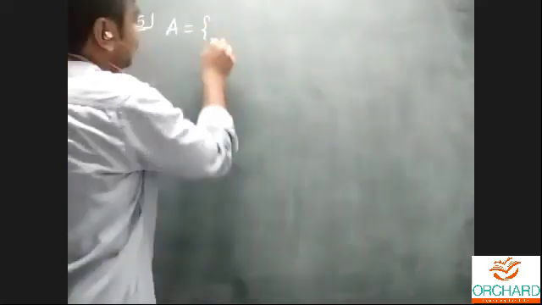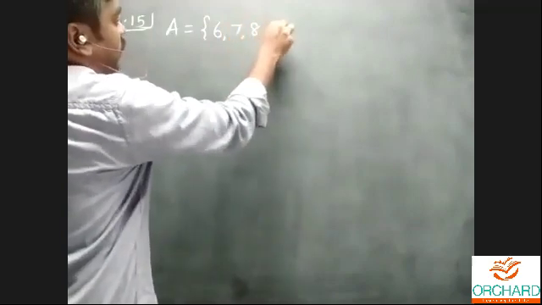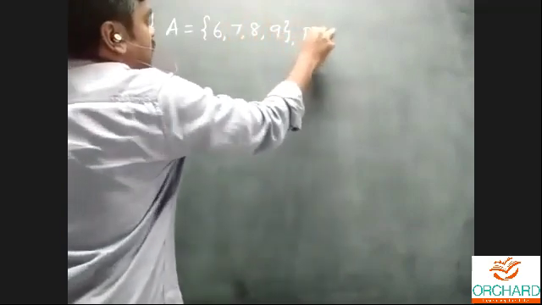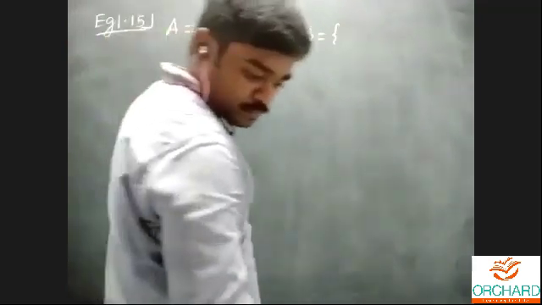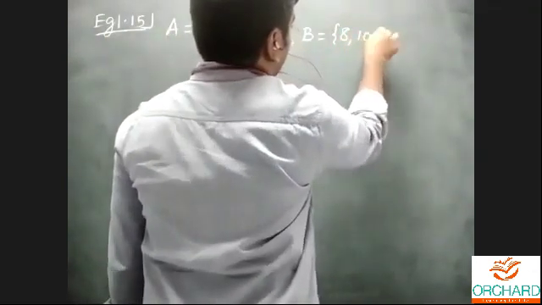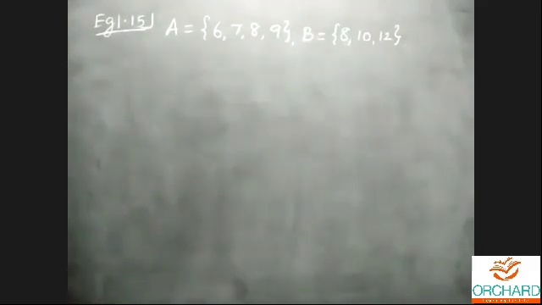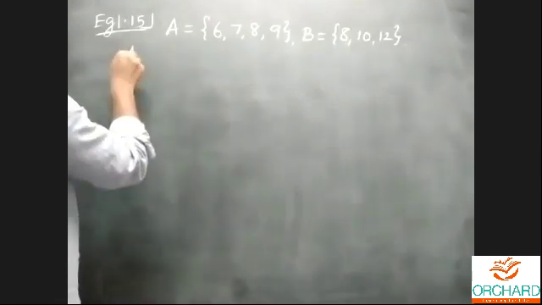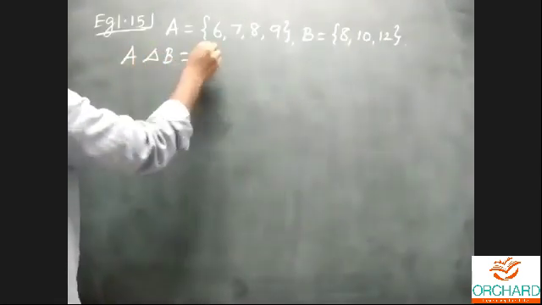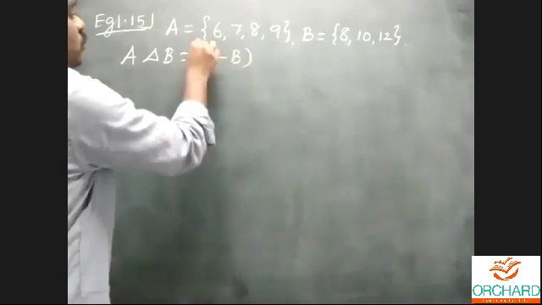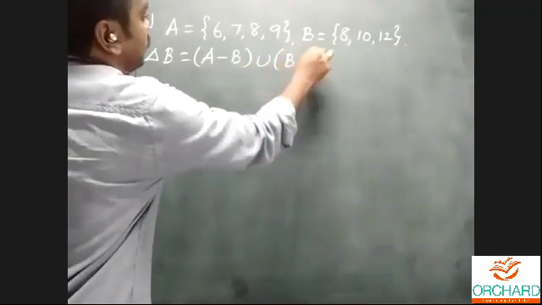Symmetric difference between the two sets. They have given the set A whose elements are 6, 7, 8, 9, and the elements of set B are 8, 10, 12. Now you want to identify the symmetric difference between the sets A and B. A symmetric difference B is equal to A difference B union B difference A.